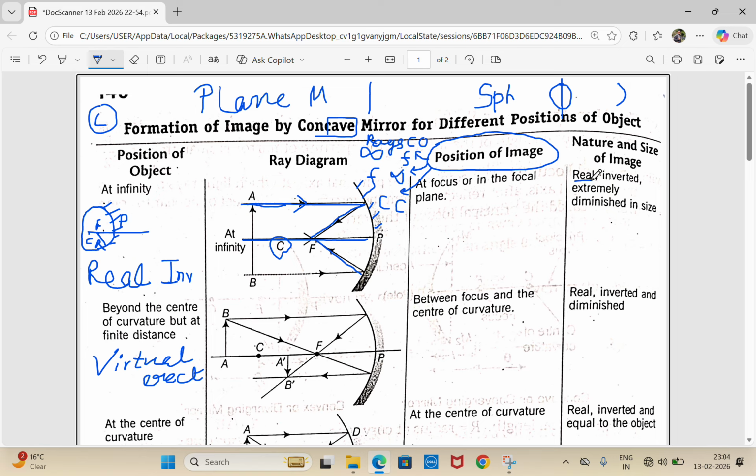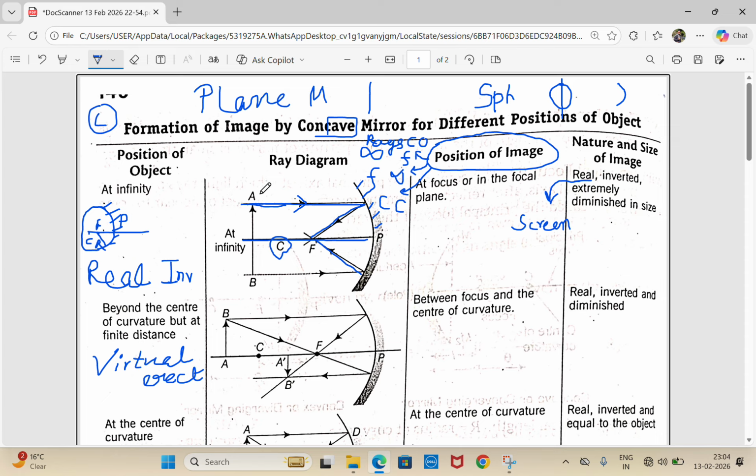A real image you can obtain on a screen, like you can see on cinema screens. You can obtain those images. Actually the projector is inverted. That is why you can see those images straight, because the projector itself is reversed.